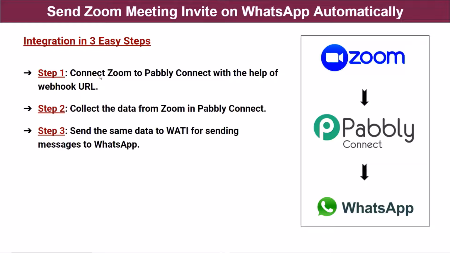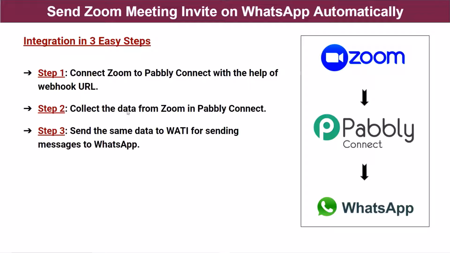So we have step 1, that is connect Zoom to Pabbly Connect with the help of a webhook URL. First of all, you are going to log into Pabbly Connect, and then you are going to integrate Zoom and Pabbly Connect with the help of the webhook URL. This can be done by copying and pasting the webhook URL from Pabbly Connect into Zoom.